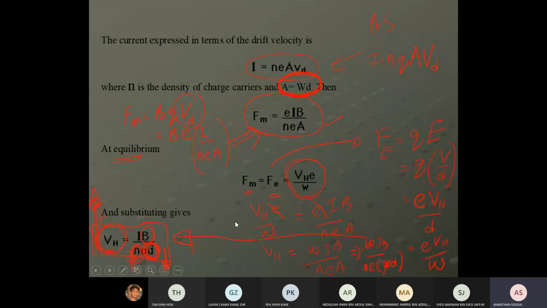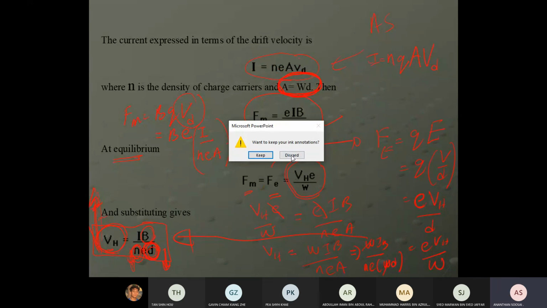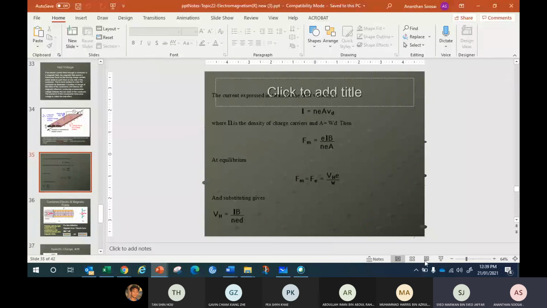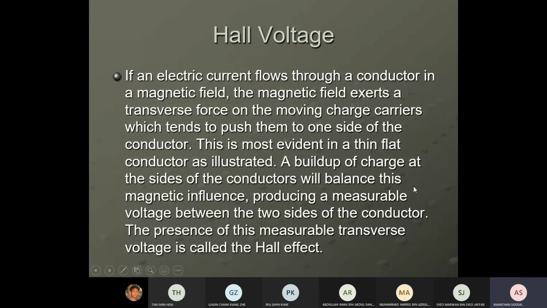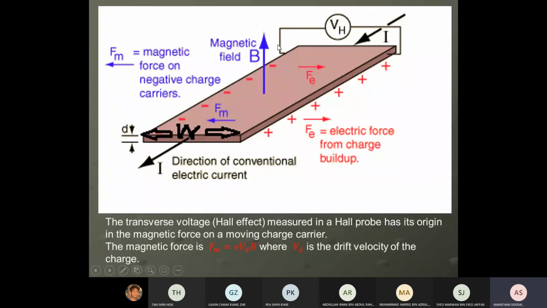So that's about Hall voltage. Any questions, guys? It's something new, so let's go back again. I'll show you what is meant by Hall voltage. The magnetic field creates an electric field. The magnetic force and electric force balance each other, causing the Hall voltage created at the sides.